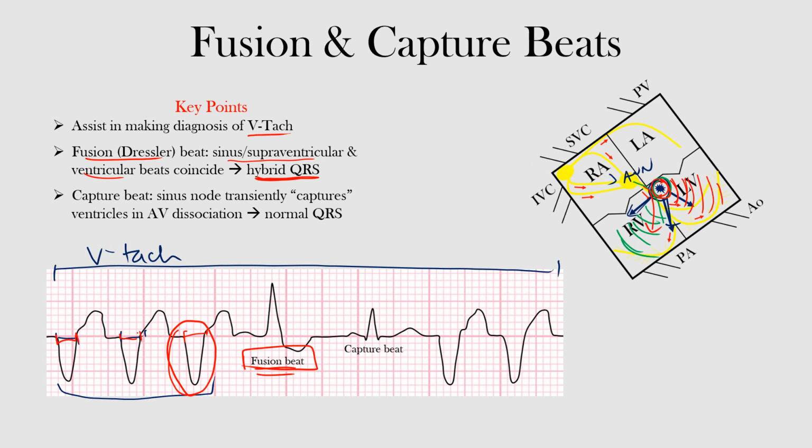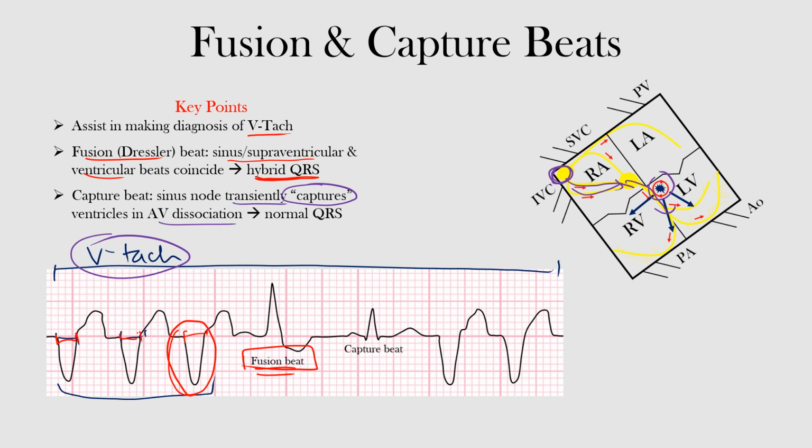So again, let's just erase this here so we know what's going on. We're again talking about VTach. These are both occurring with ventricular tachycardia. Remember, the one that's dominating the source is coming from the ventricles, in this area here. Now let's say for some reason we have the sinus node or some supraventricular source that's able to fire at just the right time and make its way through to the ventricles and depolarize them. So it's a transient capture of the ventricles during AV dissociation.